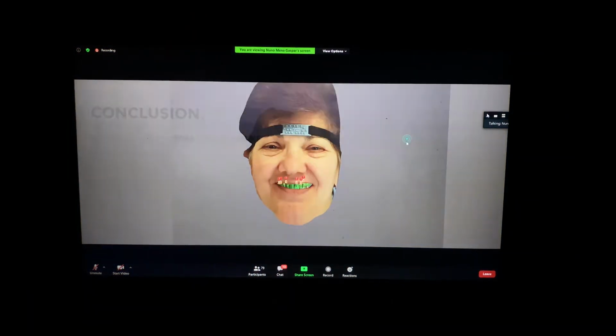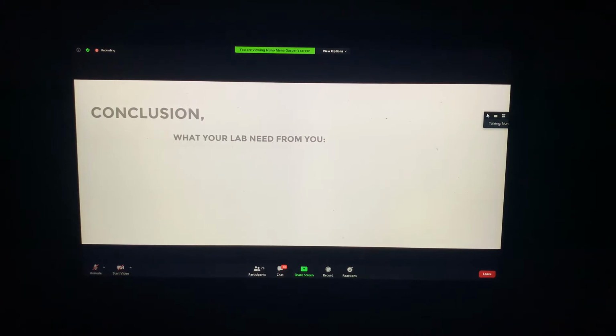So concluding, what does your technician need from you? You will have to send the mid facial line. You will need to send the incisal edge position.